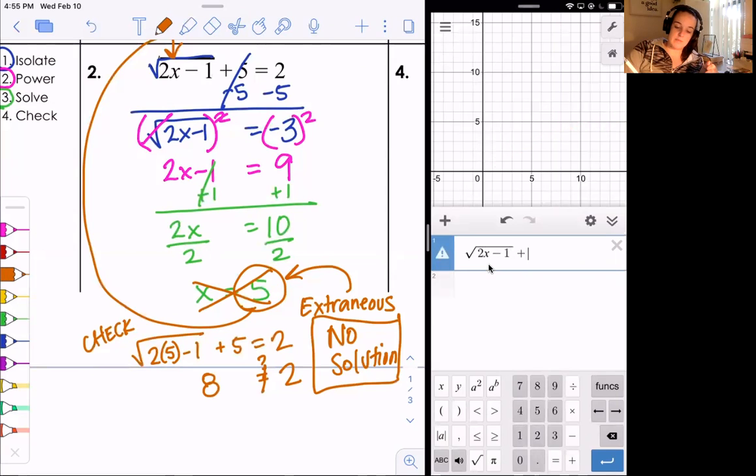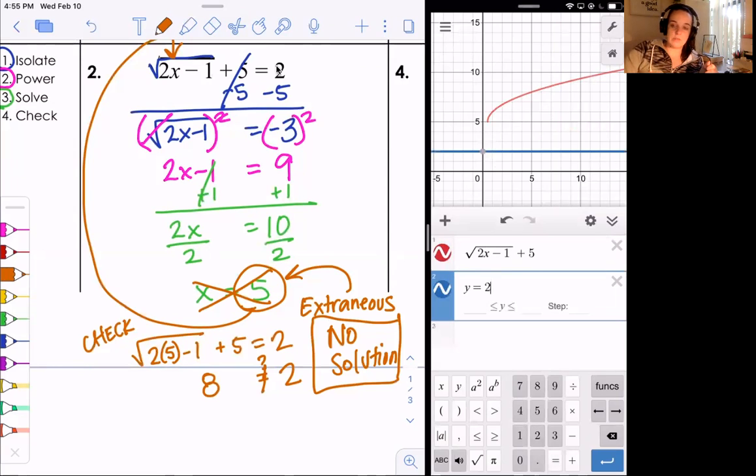plus 5, I can see that it creates this line here. And I want to know when that equals 2. Like, when does that equal 2? y equals 2, right? And you can see that the blue line never equals the red line, right? There's no place where they cross, and therefore there's no solution, right?